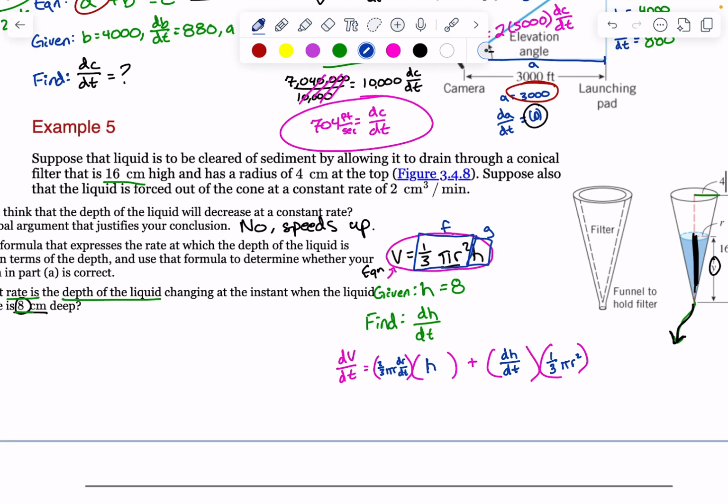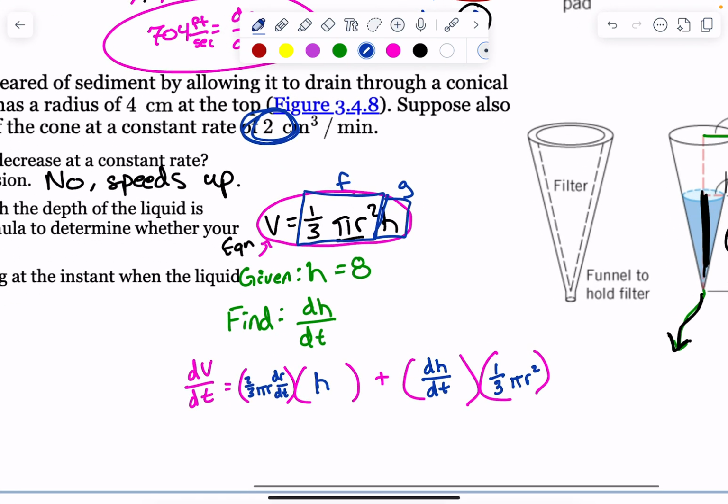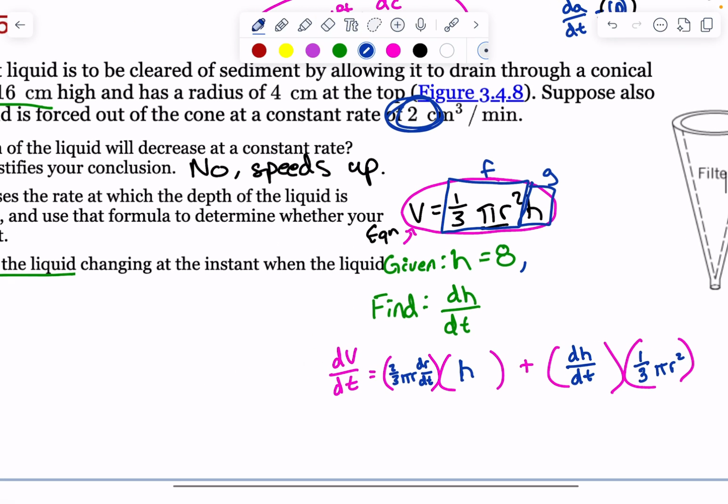Oh, wait a second. Suppose also that the liquid is forced out of the cone at a constant rate of 2 cubic centimeters per minute. What is that? The rate of what? It is forced out of the cone at 2 cubic centimeters per minute. So dV/dt is what? Negative 2, right? It's going down at 2 cubic centimeters per minute.